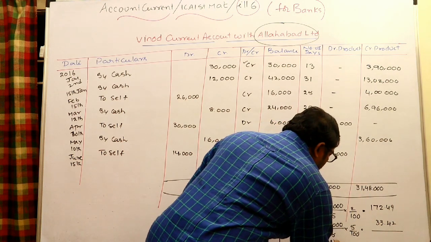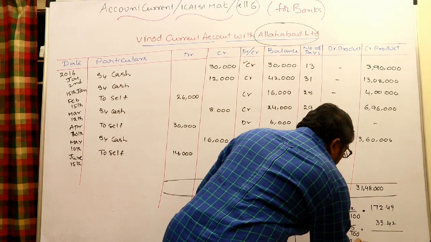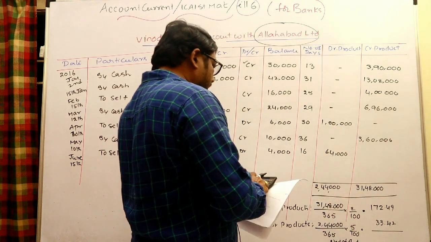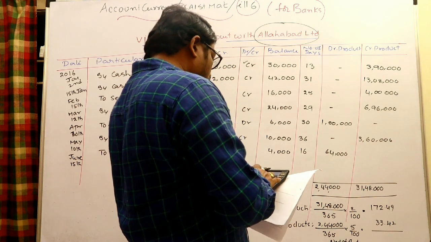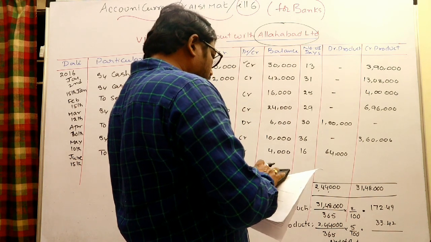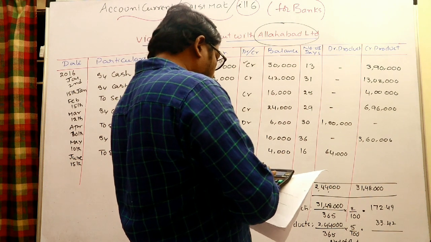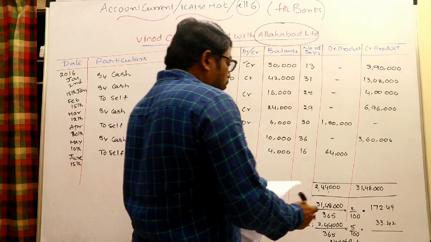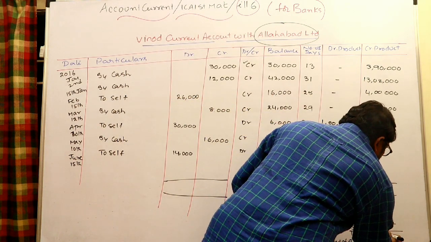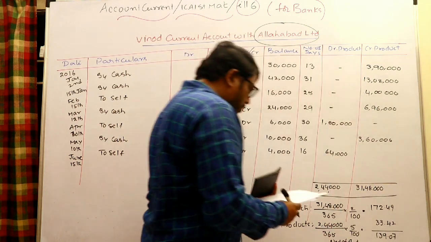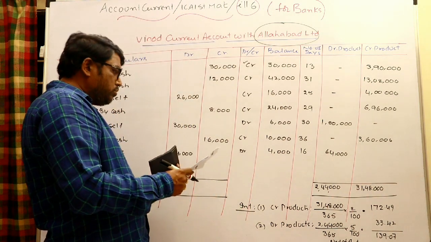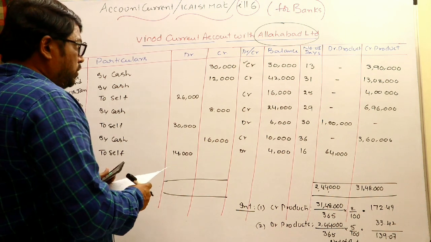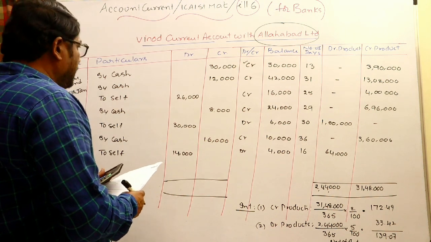Let us check net of interest. This is the interest what we have to receive, this is the interest what we have to pay. Let us check: 172.49 minus 33.42. We have to receive net interest 139.07. That is the interest you have to receive. Credit interest is more, means you have to receive from the bank. So that is our income.